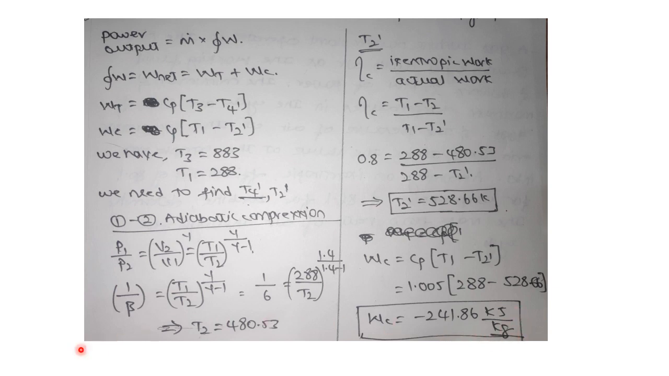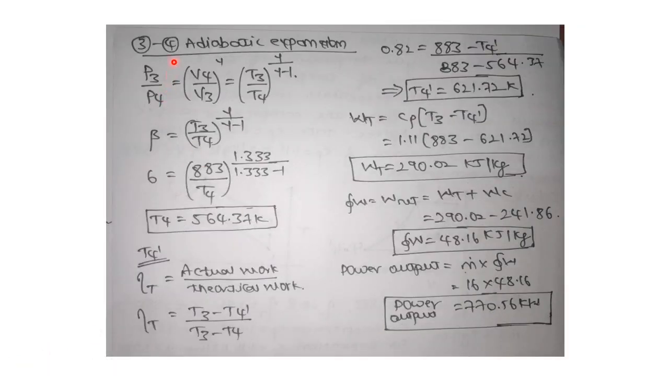Next, we will apply the same thing for process 3 to 4, which is turbine work. Adiabatic expansion happens over there. For an adiabatic process, what is the PVT conversion equation? It is P3 by P4 is equal to V4 by V3 whole to the power of gamma, that is equal to T3 by T4 whole to the power of gamma divided by gamma minus 1. What is P3 by P4? It is directly beta. T3 by T4 whole to the power of gamma divided by gamma minus 1, I am taking here.